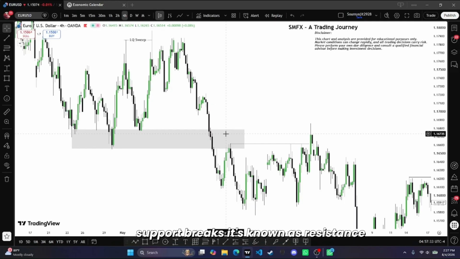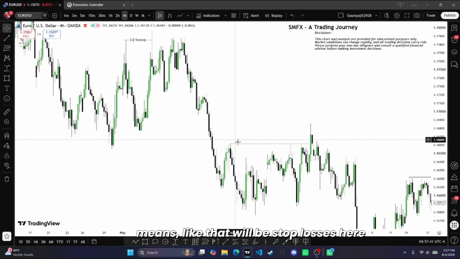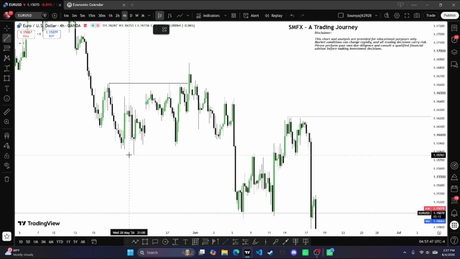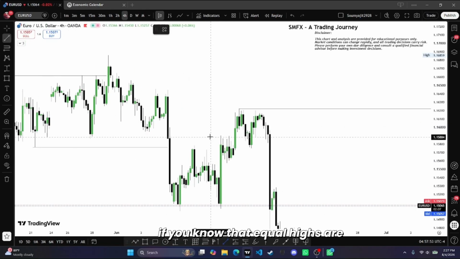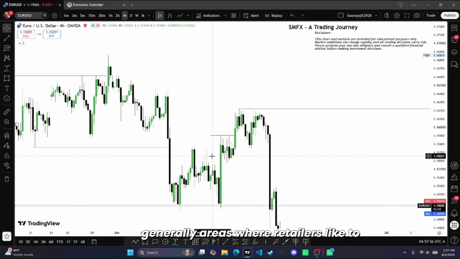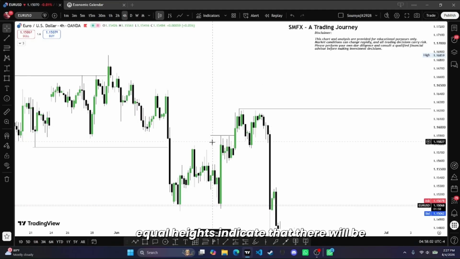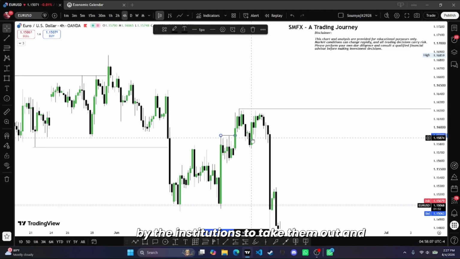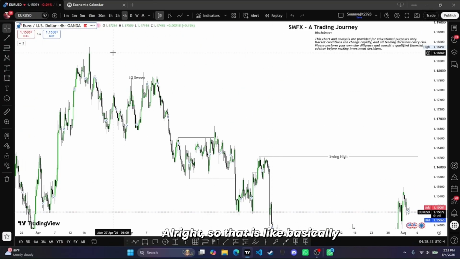Now when support breaks, it's known as resistance, and on resistance retail traders tend to enter on retest. That means there will be stop losses here that got taken out by this particular price, and then price fell once again. Similarly, we have equal highs over here. Equal highs are generally areas where retailers like to sell, because as per them equal highs indicate that there will be selling soon, but that is also utilized by the institutions to take them out and then actually give the move. So that is basically the thing.